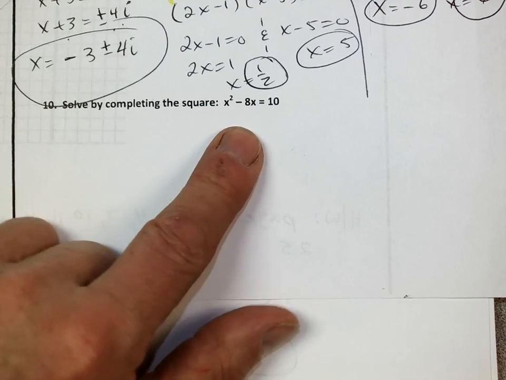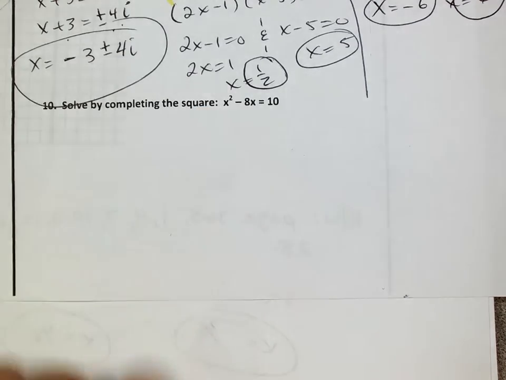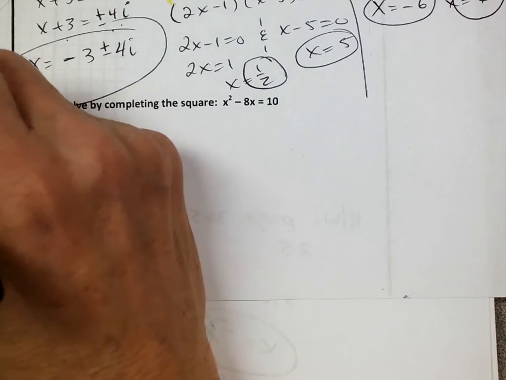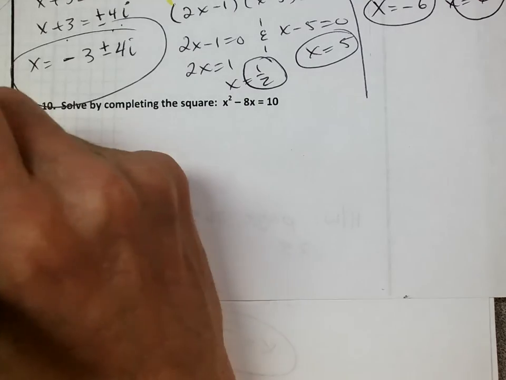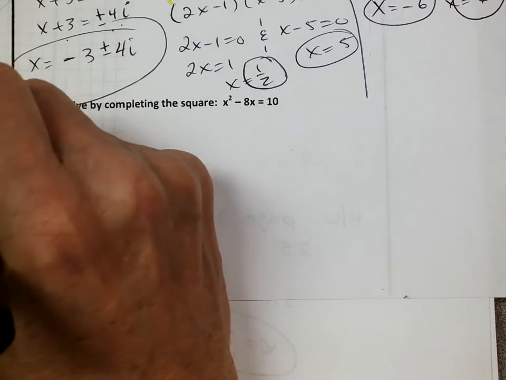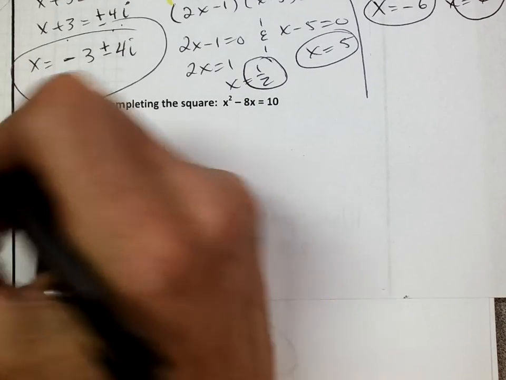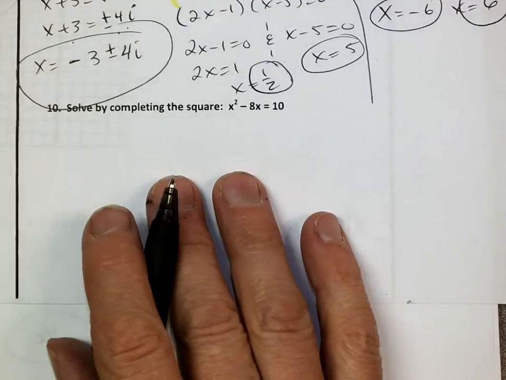But now step 3, B. Okay, B is equal to -8, right? We're going to take half of that -8. It gives me -4.